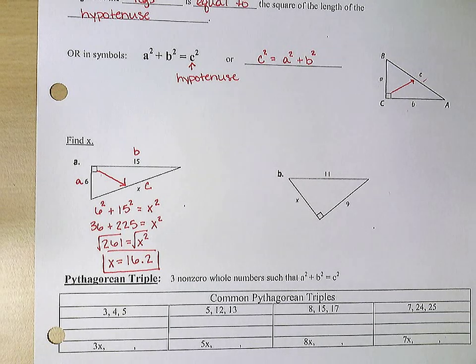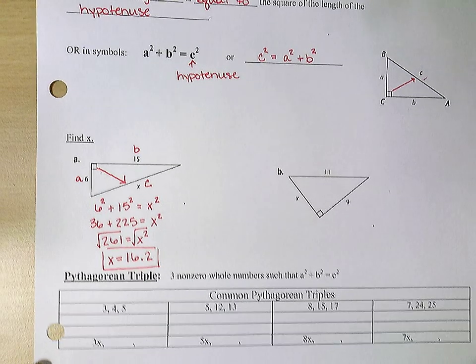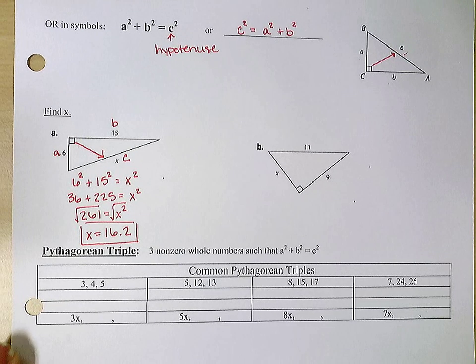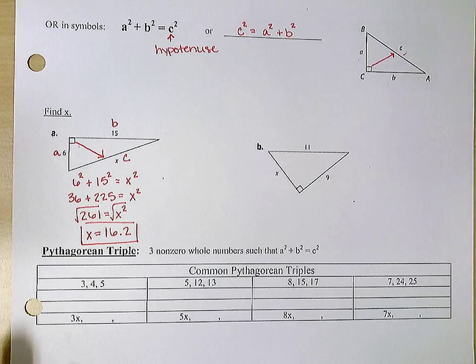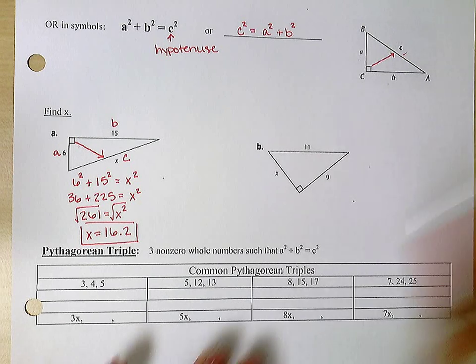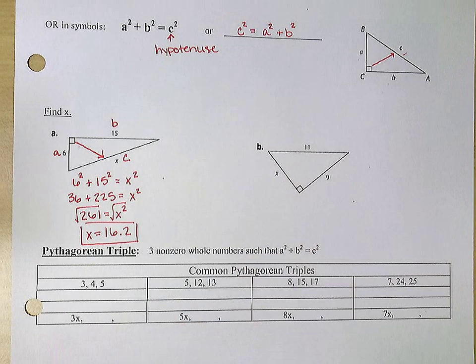Okay, questions on how I did letter A in that first example? Feeling good? Yeah? All right. Then letter B, I'm going to do the same process.